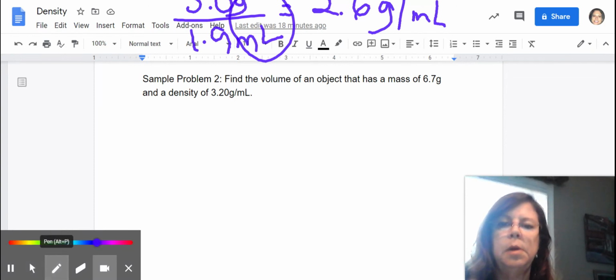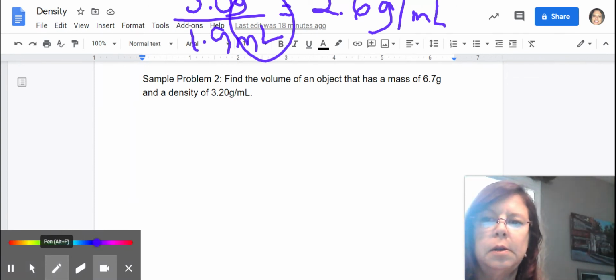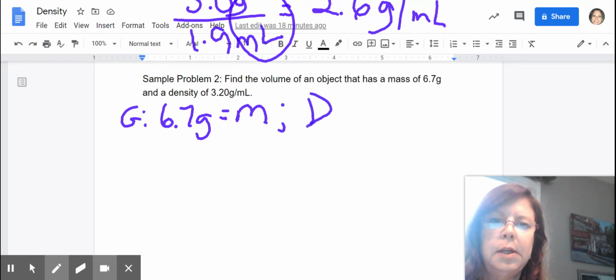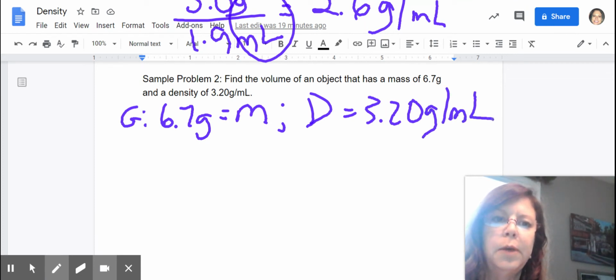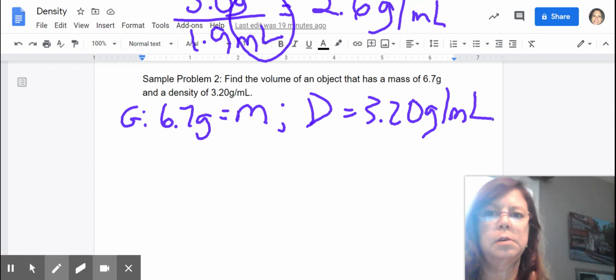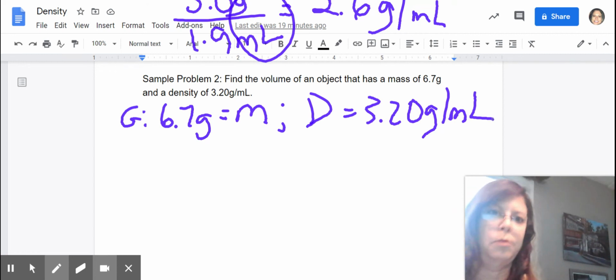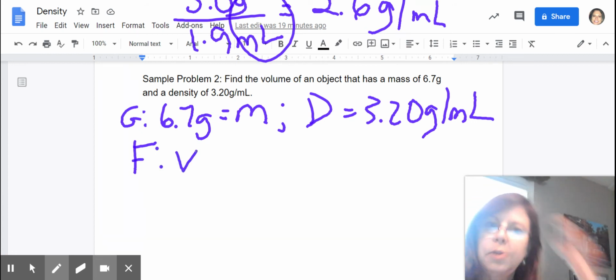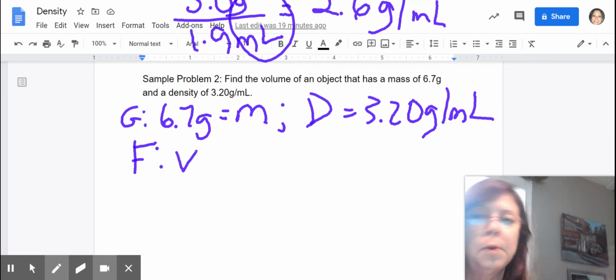All right, the next problem, find the volume of an object. When we have 6.7 grams, grams is mass, and we have a density of 3.20 grams per milliliter. Now, if we had density in grams per milliliter and mass in kilograms, then you'd have to convert the kilograms to grams before you could do this problem. We're finding volume. All right, there's two ways you can do this problem. I'll show you both ways. I like one way. Sometimes students like it. Sometimes they'd rather do it the other way.